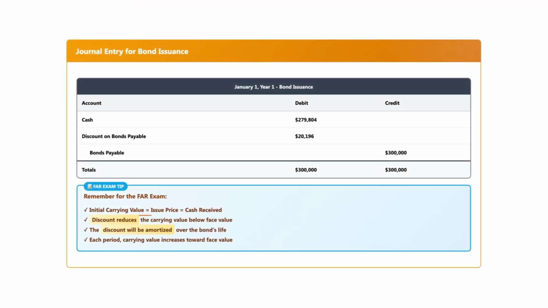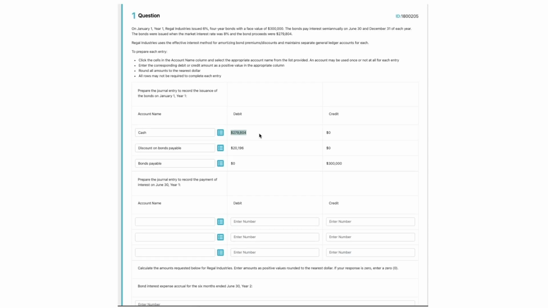So let's first write out the initial bond issuance. The amount of cash that we receive is how much we sell it for, so that's the present value of the bond, the $279,804. And then the bond payable is always going to be the full face value of the bond. So this is $300,000 credit, because this is how much we have to pay back at the very end of this bond. And then we have a discount for the difference between these two. So we have a discount debit for $20,196. So there's our initial entry. Our initial carrying value is $279,804.